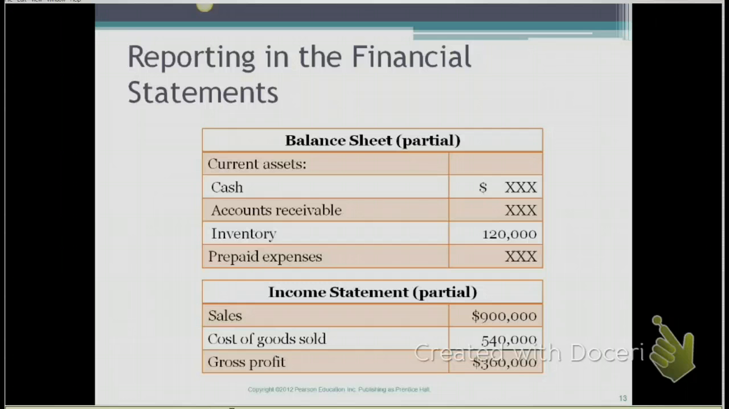Now the next question is, how do we determine the numbers that we would put in our financial statements? In other words, how do we value our ending inventory and our cost of goods sold? The number of physical units in our ending inventory is determined by a physical count at the year end, but we're talking about a dollar amount. How do we report the dollar amount? How do we figure out that if we have 10,000 items in our inventory, what is the value of those 10,000 items? And that's what we're going to talk about next.